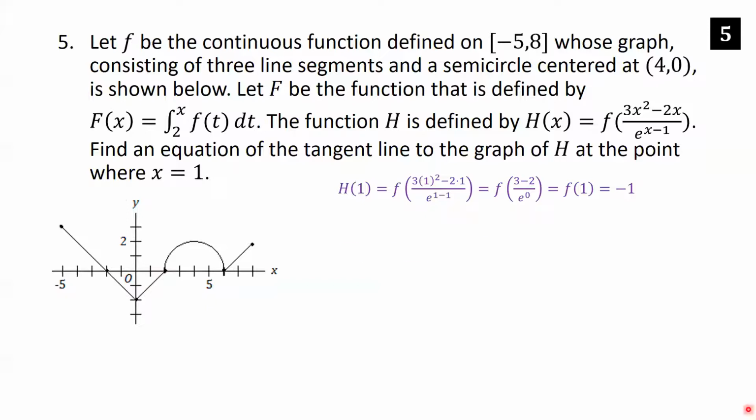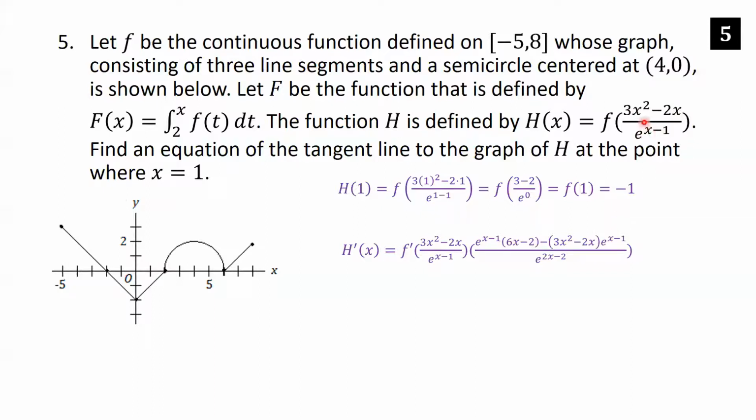Okay. Now, h prime of x is a chain rule. So it's little f prime of (3x squared minus 2x over e to the x minus 1) times the derivative of the inside, which is a quotient. So we'll have to do a quotient rule. Denominator, e to the x minus 1, times the derivative of the numerator. It's just power rules, 6x minus 2, minus the numerator, which is 3x squared minus 2x, times the derivative of e to the x minus 1, which is e to the x minus 1.